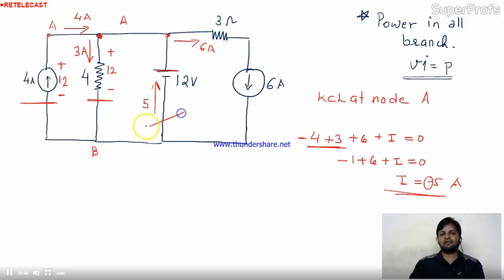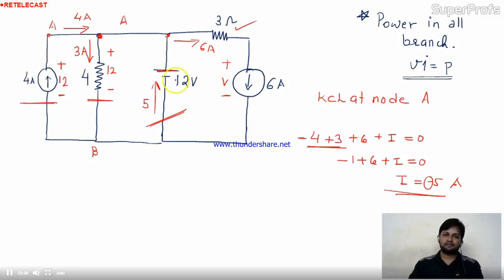Now you can find out the power over here also. Is there any problem with you? No. Now you can find out the power in this element also. But you can't find out the power in this 6 ampere. Why? Because you need voltage here. So can we find out the voltage here? Yes, I can. I'll apply the KVL in this mesh.